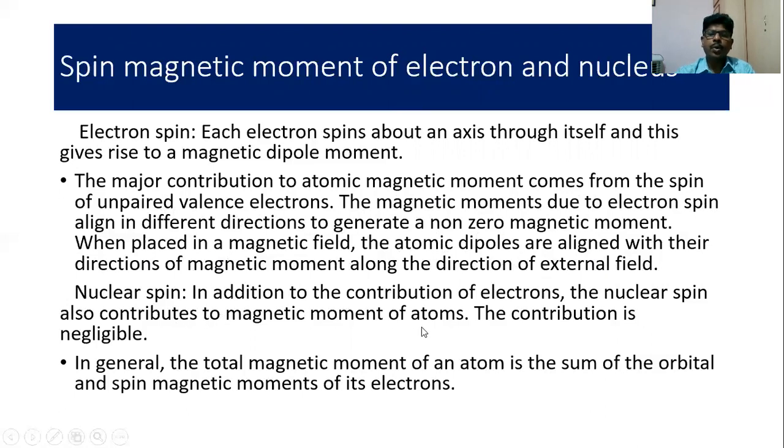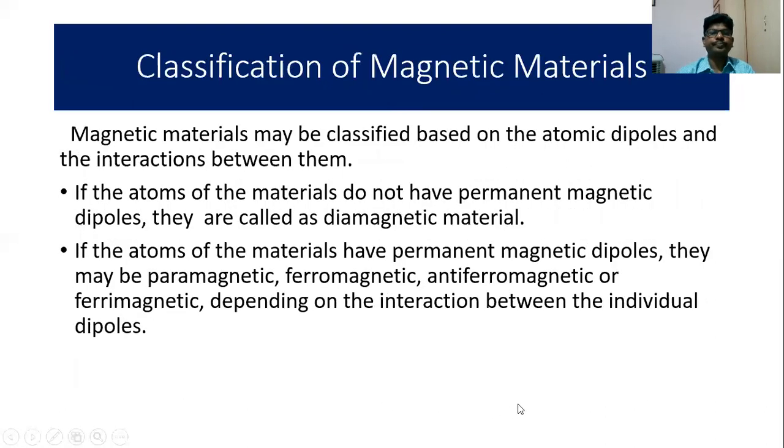In addition to the contribution of electrons, the nuclear spin also contributes to the magnetic moment of atoms. The contribution is negligible. In general, the total magnetic moment of an atom is the sum of the orbital and spin magnetic moments of its electrons. Next we can see the classification of magnetic materials.